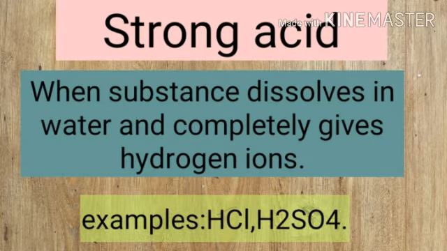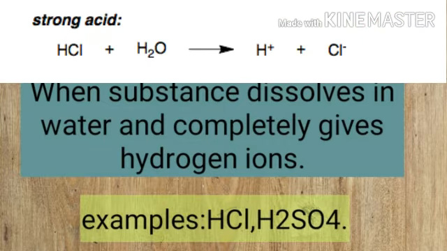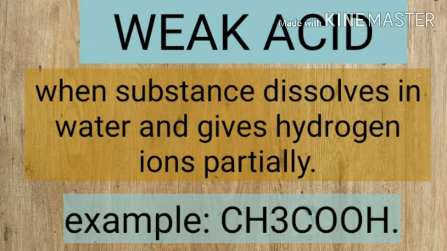And next one, acid is again divided into two types. One is strong acid and second one is weak acid. First, what is strong acid? Strong acid means when a substance dissolves in water and completely gives H plus ions, that is called as strong acid. Strong acids ionize fully in solution so that all of their H plus ions are released into the mixture. For example, HCl. In the above example, the HCl dissolves in the water, splitting to give H plus and Cl minus ions.